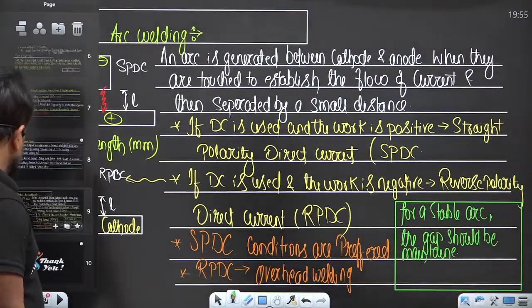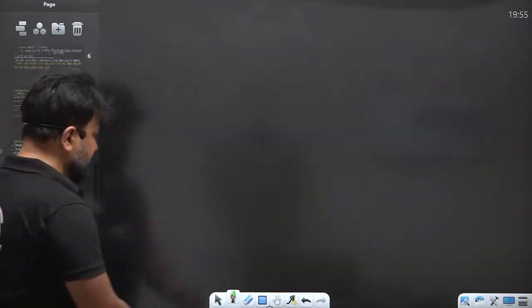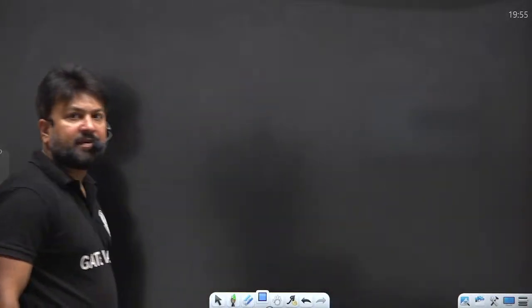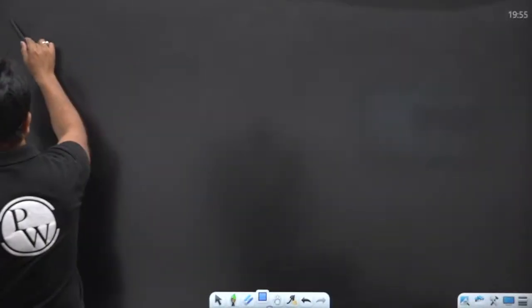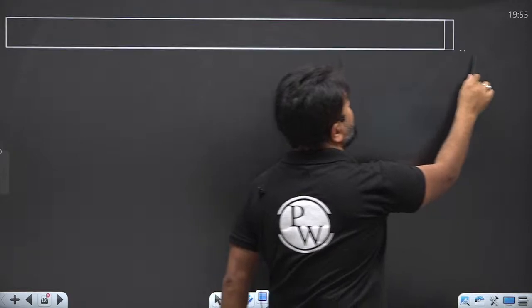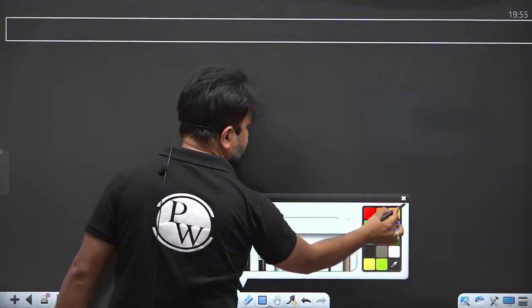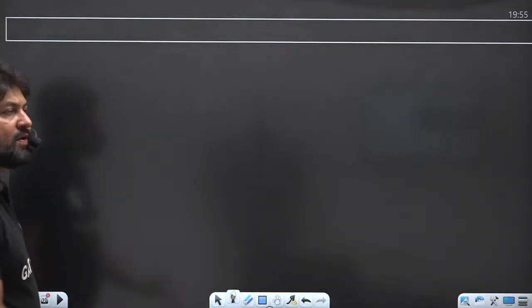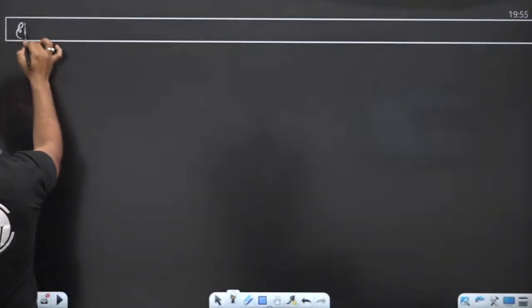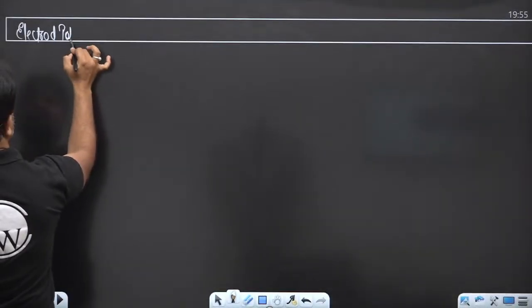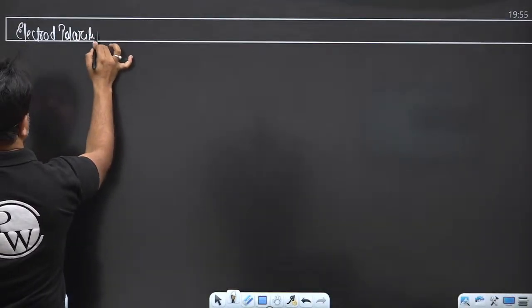Now, one more point. I'm going to write a table. Please see here in this table, I'm going to mention the polarity. Here I'm going to write the electrode polarity.